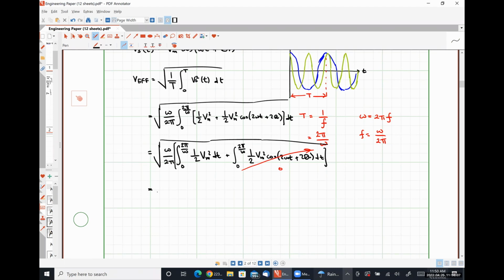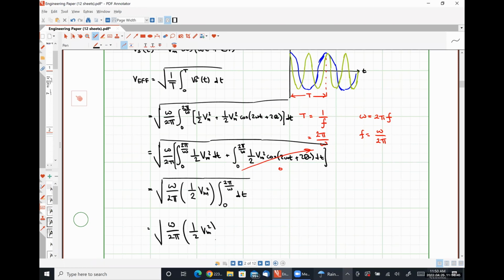So I would have the square root of omega over 2 pi multiplied by a factor of 1/2 Vm squared times the integral from 0 to 2 pi over omega of dt. Well, the integral, let me write this out. dt is just t. So this would look like 2 pi over omega minus 0.